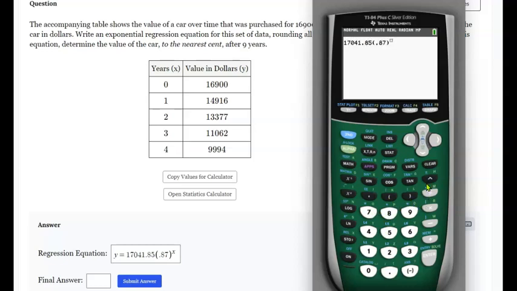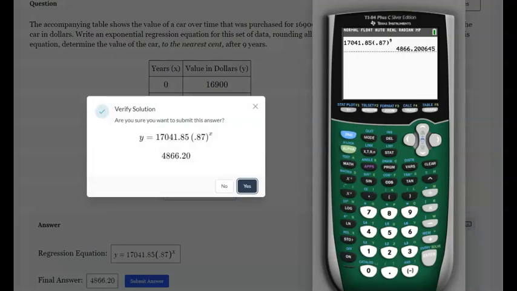Let's see, 17041.85 times 0.87 to the 9th year, rounded to the nearest cent. So $4,866.20. All right.